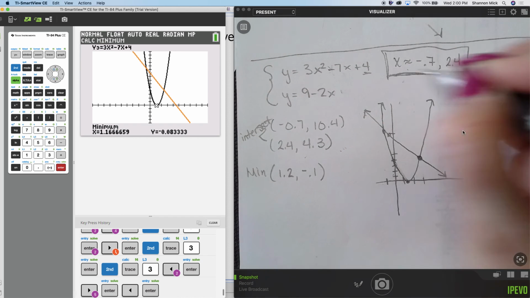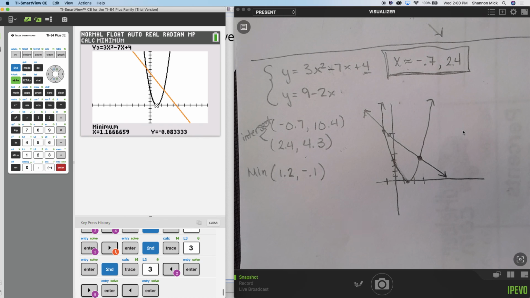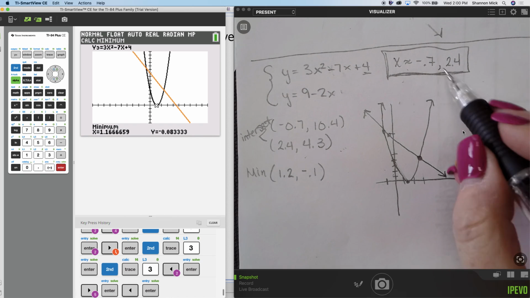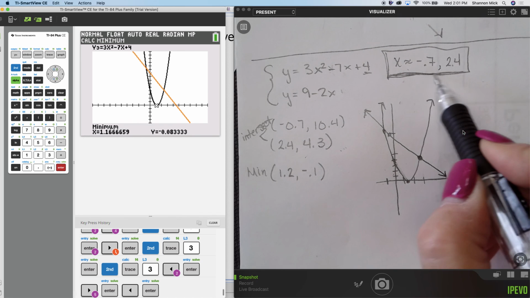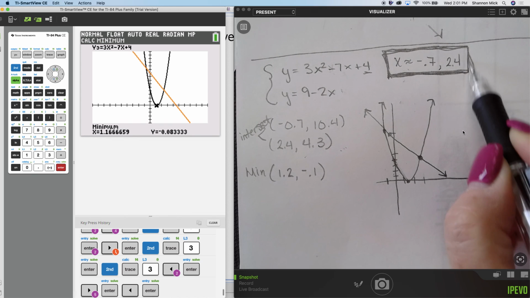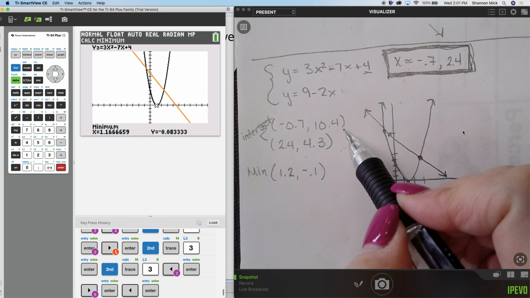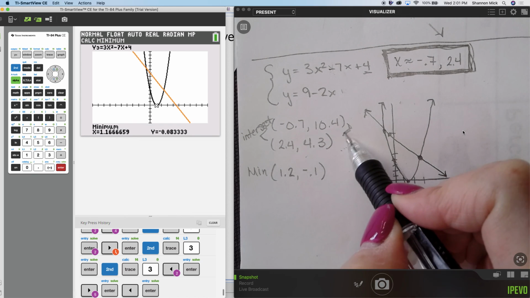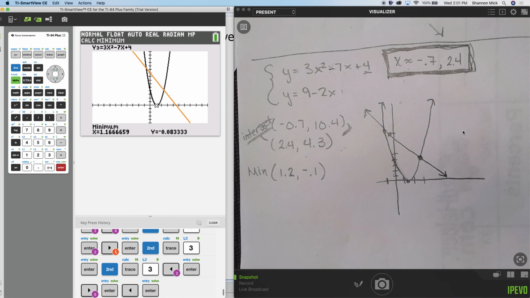2.4, comma 4.3, negative 0.7, comma 10.4. Nope. This is my answer. Okay? These are solutions. These are what? They're intersects. Same thing, roughly, correct? Just like a solution and an x-intercept, when I'm talking about just a parabola by itself, are essentially the same thing, but it's just how they're asking for them. That's 2.4.